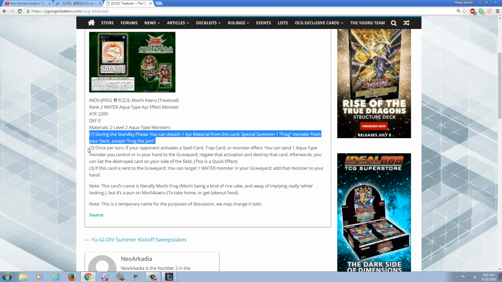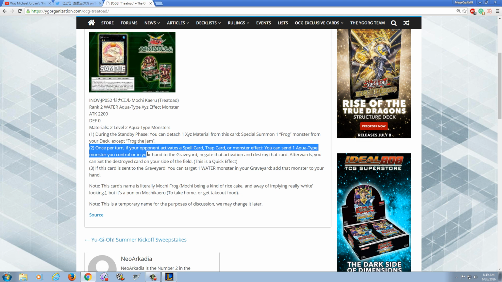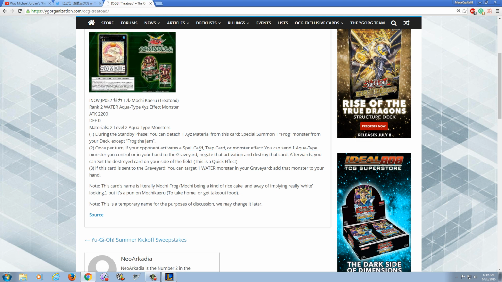Effect number 2 is the whole reason to play this card. It is really good. Once per turn, if your opponent activates a spell, trap card, or a monster effect, you can send one aqua monster you control or in your hand to the graveyard, negate that activation, and destroy that card. Oh, but it gets better. Afterwards, you can set the destroyed card on your side of the field. This is a quick effect. Excuse me. Okay, so this effect is ridiculous.